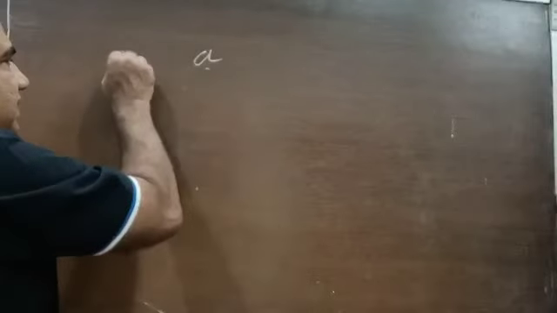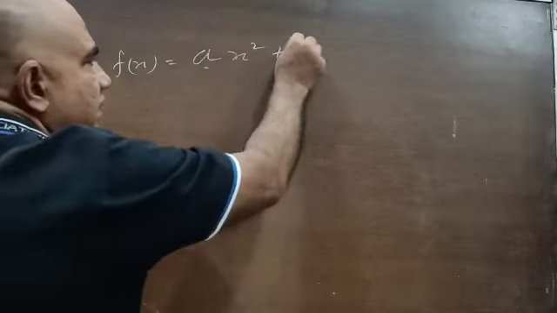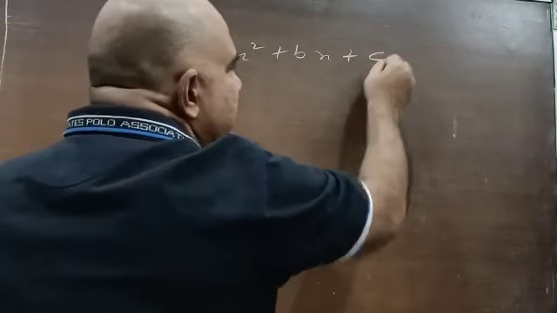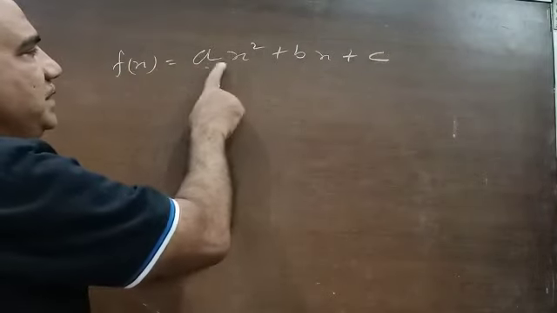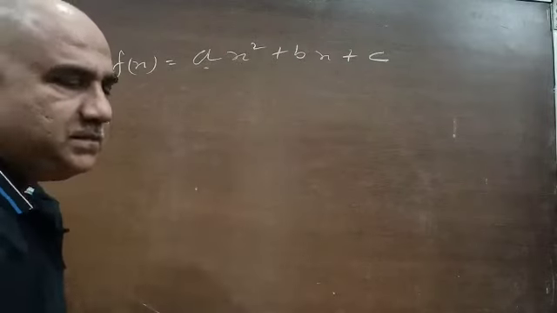Hello students, in this class of ours we are going to see how the zeros of a quadratic polynomial are related with the coefficients and the constant term. In the previous classes we have seen it. Let f(x), a standard polynomial, be ax square plus bx plus c. Here a is the coefficient of x square, b is the coefficient of x, and c is the constant term.